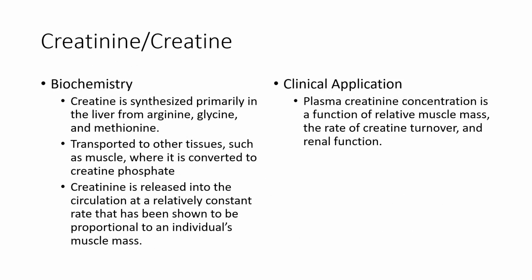Creatinine and creatine. So creatine is synthesized primarily in the liver from arginine, glycine, and methionine. It's then transported to other tissues such as muscle, where it is converted to creatine phosphate. Creatine phosphate is used as an energy store, so it can easily donate a phosphate to ADP to make ATP. Adenosine diphosphate, when you add a phosphate group to it, can create ATP, or adenosine triphosphate, and then that can be used for energy in muscles.